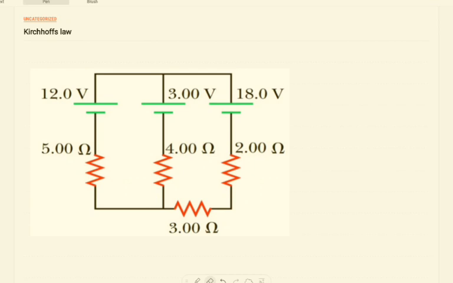Now on this diagram, suppose we want to find the current flowing in each resistor.